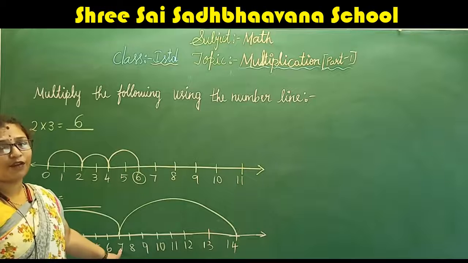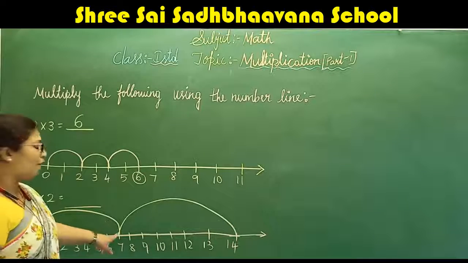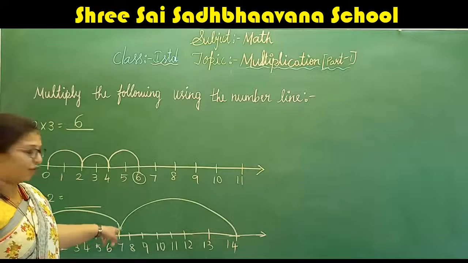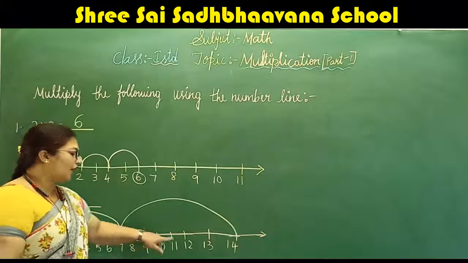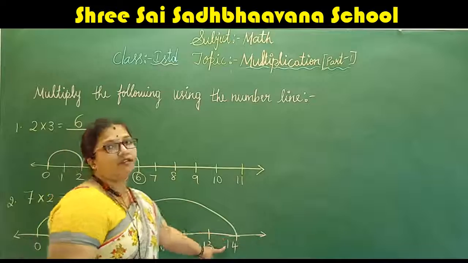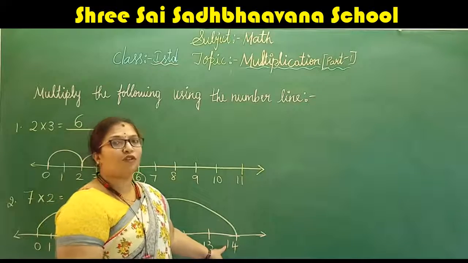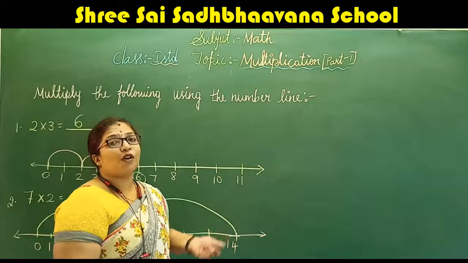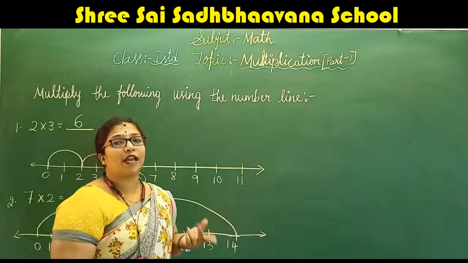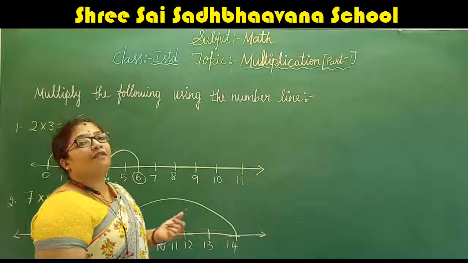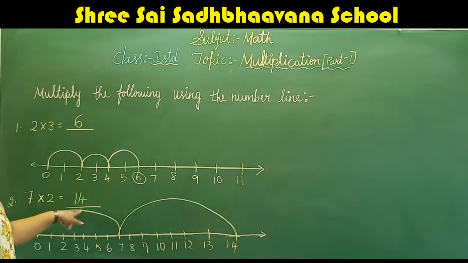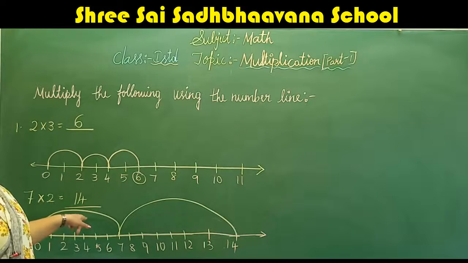So now 7 we have to take. So first we have marked till 7. After that again 7 number we have to take. So 1, 2, 3, 4, 5, 6, 7 we count means it comes to 14. So you have to mark it till 14. So what is the answer? 7 2 times if we add, we will get 14. 7 into 2 is equal to 14. Means 7 2s are 14.